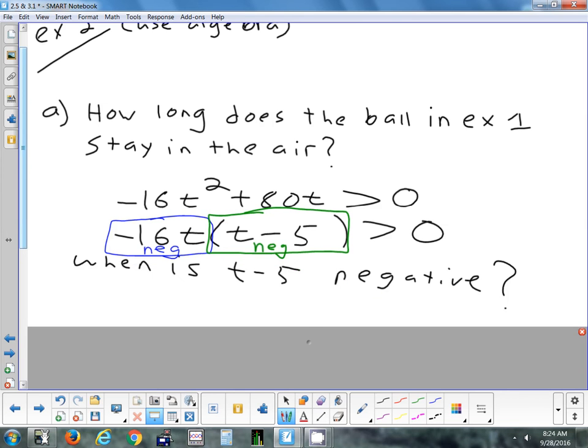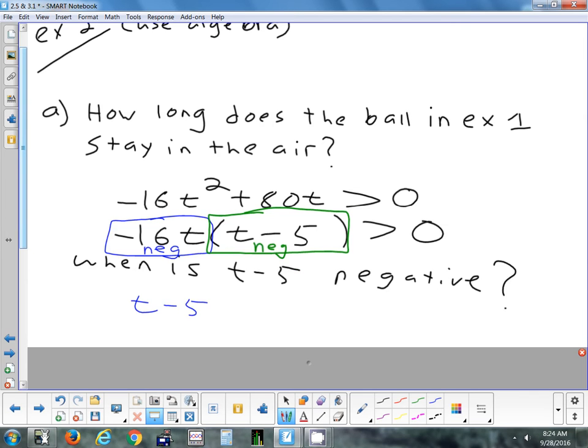Okay, so when is t minus 5 negative? Yeah, you already knew the answer. Anything that's more than 5? Yeah, less than 5. Okay, so the question is, when is this less than 0? When does it come out negative?